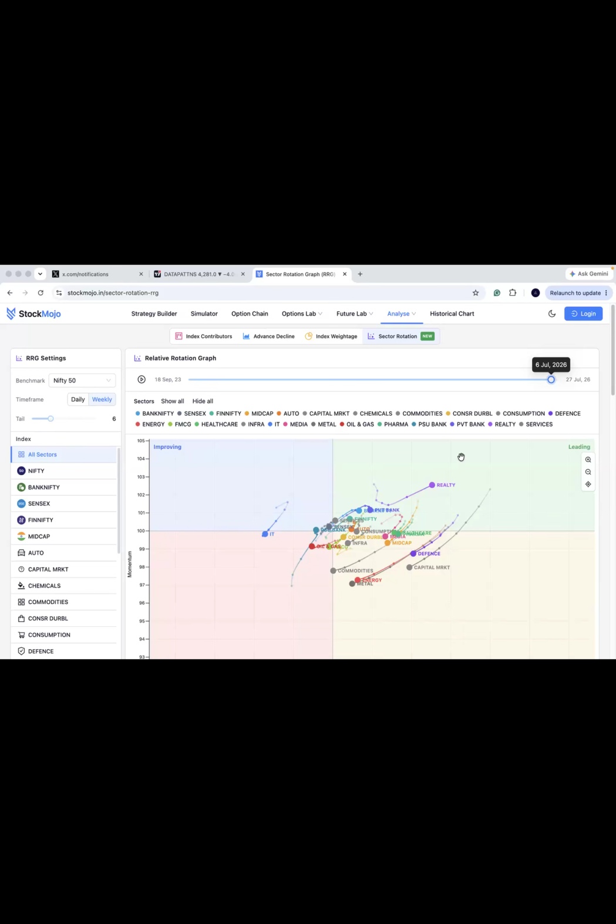But I would suggest if you are a beginner, try to do it on a weekly chart, and try to do it every week. Try to look at this particular chart every week itself, so that you have an understanding of which sectors are performing and which sectors are not.